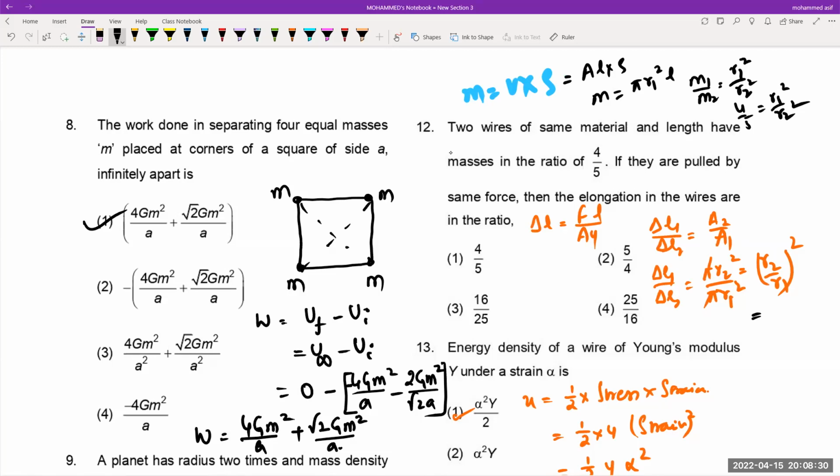So delta L1 divided by delta L2, so r1 by r2 मतलब ये हो जाएगा 5 by 4 का होल स्क्वायर. ठीक है ना, क्लियर है? नहीं, पूरा स्क्वायर ही है ना, तो स्क्वायर नहीं आएगा, तो 5 by 4 हो जाएगा. 5 by 4 will be the answer.